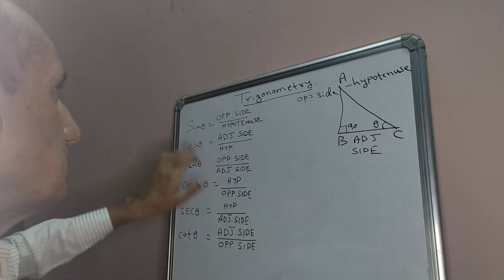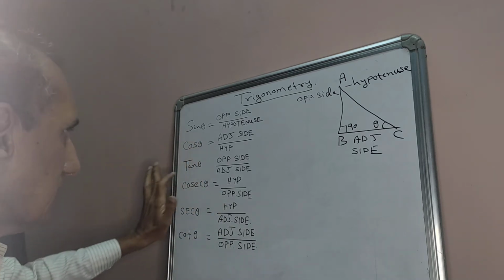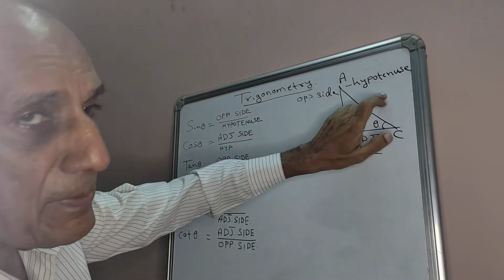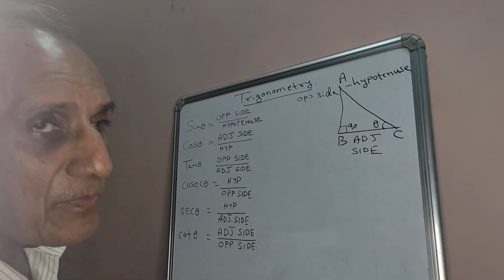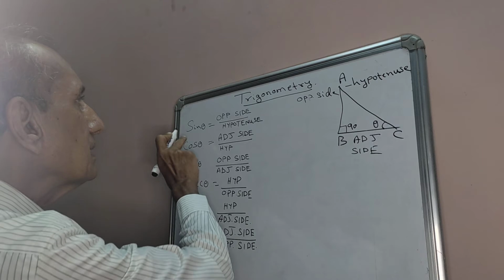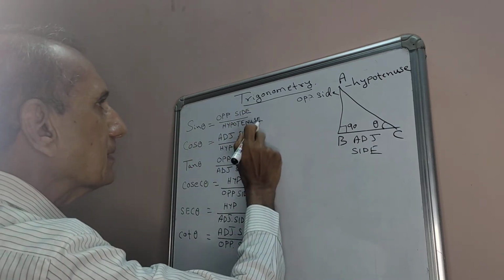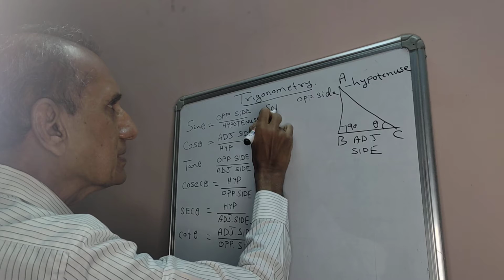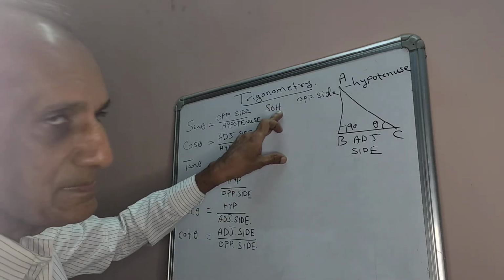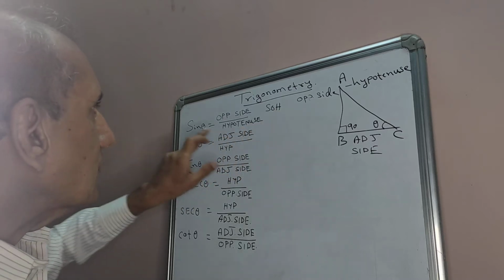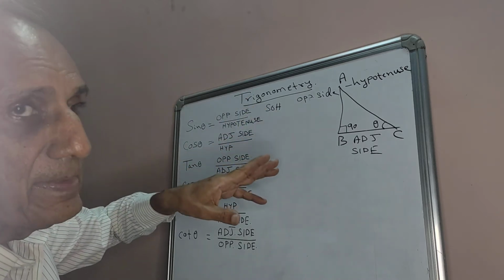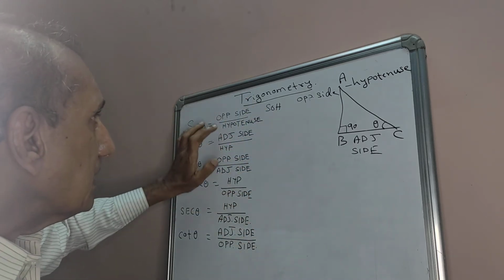Now sin theta, there are 6 ratios, 1, 2, 3, 4, 5, 6. Sin theta is always opposite side by hypotenuse. Remember that. Now, the easy way of remembering, supposing you are finding it hard, is to always remember that sin theta is equal to opposite side by hypotenuse. That means if you remember SOH for this, what do you mean by SOH? Sin theta is opposite by hypotenuse. So if you remember SOH, it becomes easy for you.